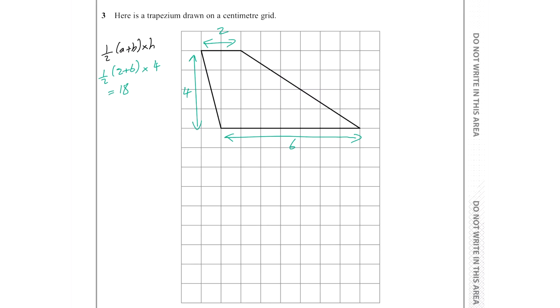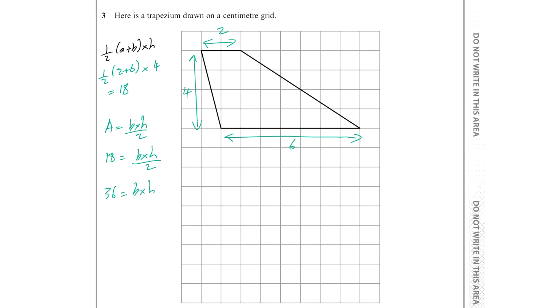Now we know the area of a triangle is what they want us to draw, but we know the area of a triangle is base times height divided by 2, so we know 18 is equal to base times height divided by 2. If I multiply each side by 2, I end up with 36 is equal to base times height. So I need something where the base times the height is equal to 36.